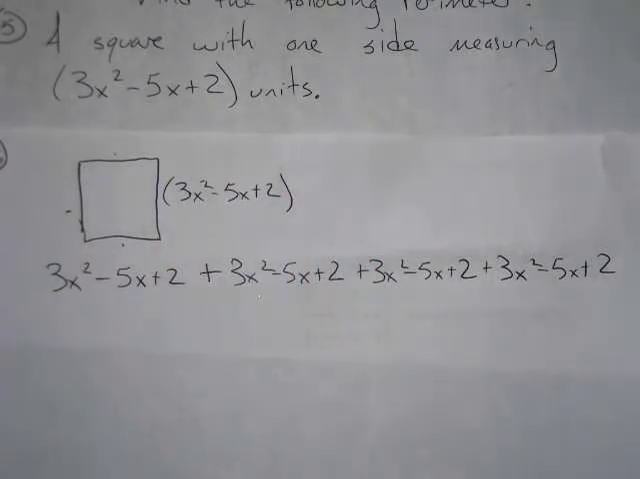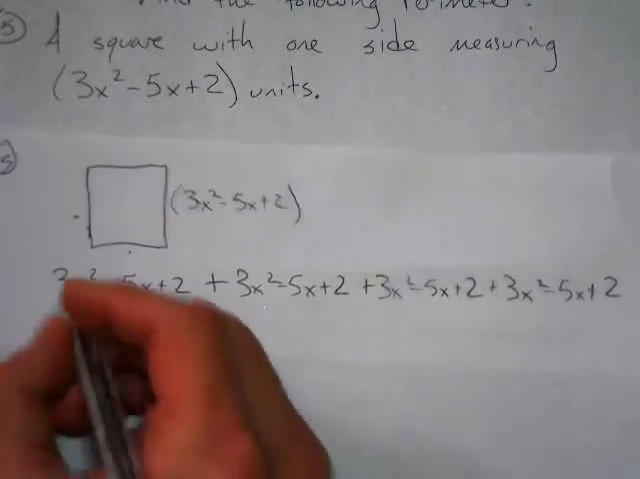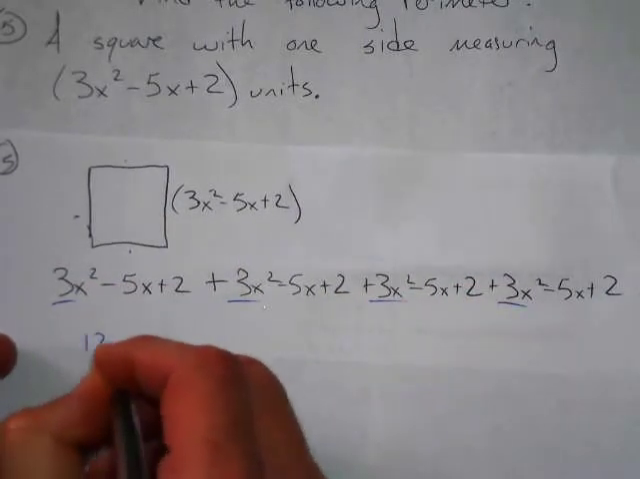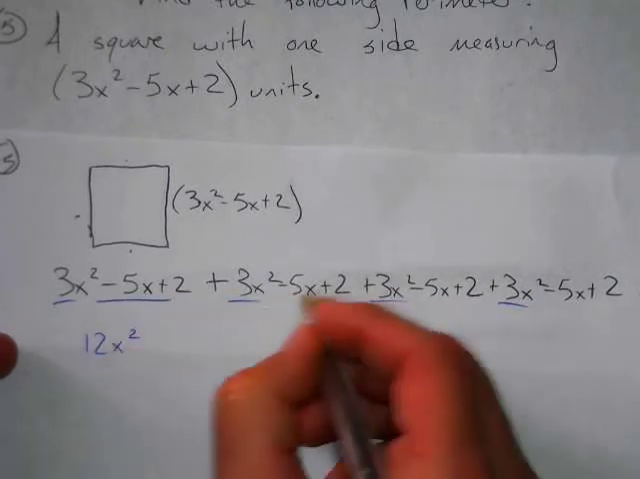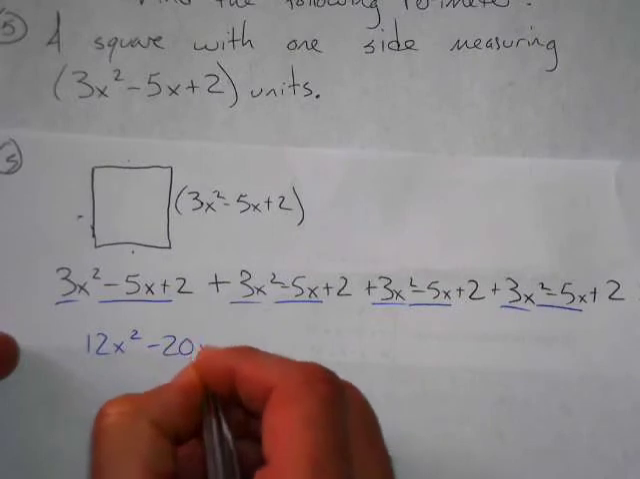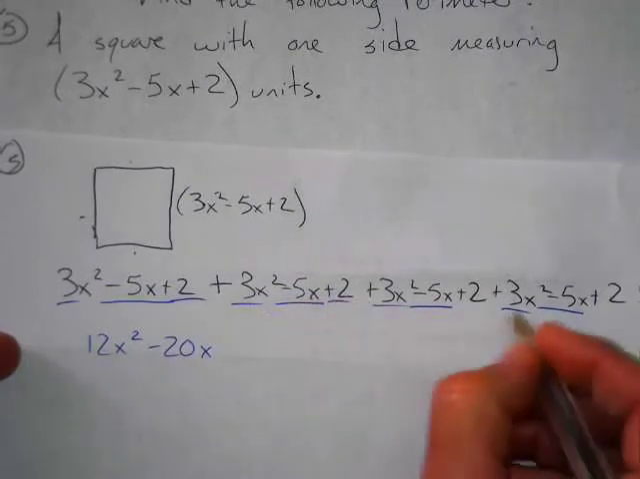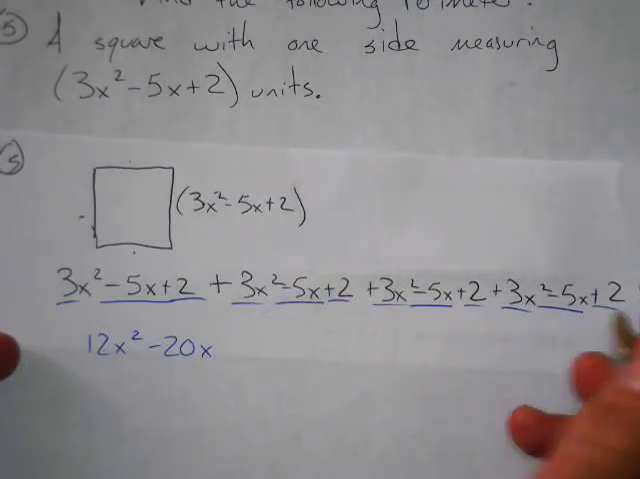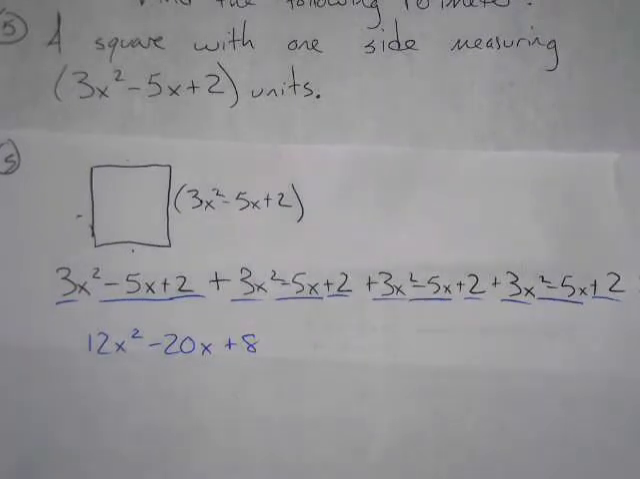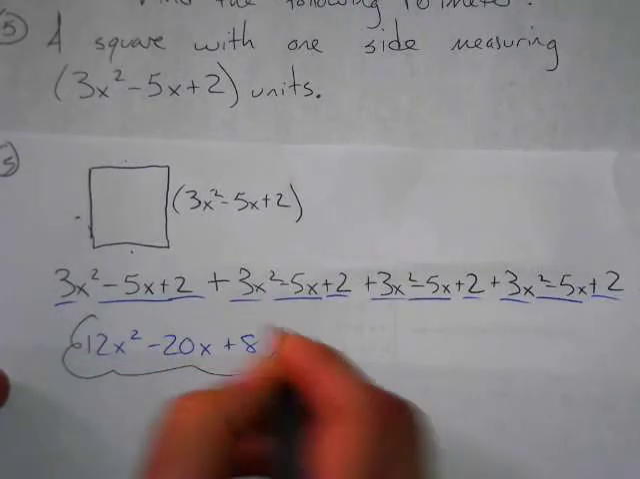So what we do is combine our like terms. 3x squared, 3x squared, 3x squared, 3x squared. That's 12x squared. Minus 5x, minus 5x, minus 5x, minus 5x is minus 20x. And then plus 2, plus 2, plus 2, plus 2. All right, and that'll be plus 8. So our perimeter then, easily enough, adding up all four sides.